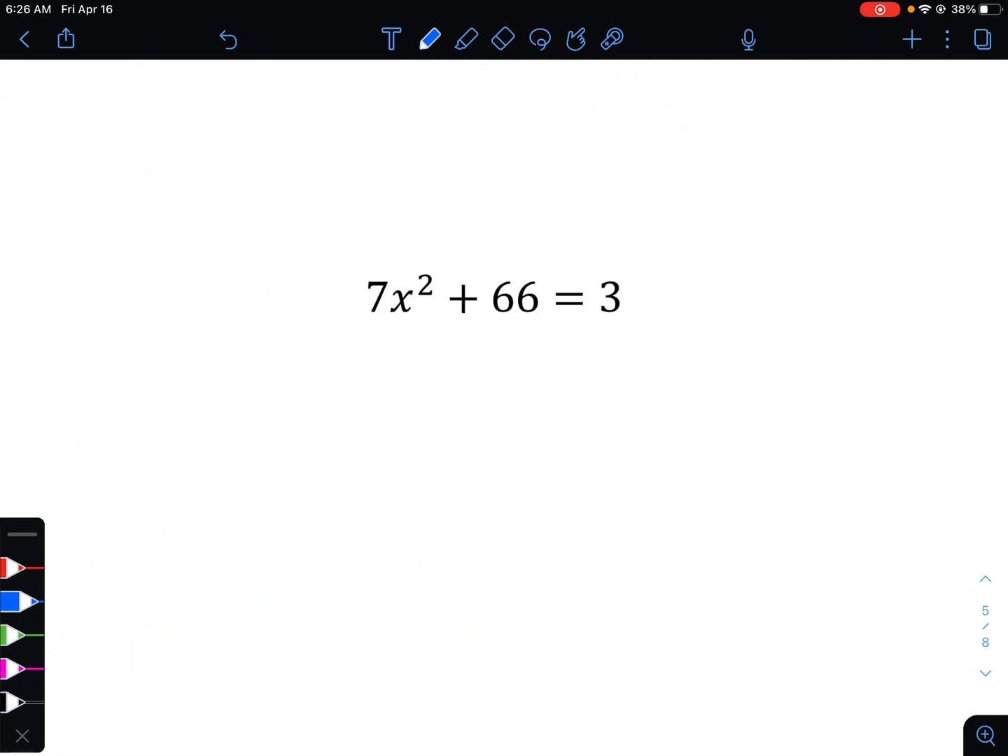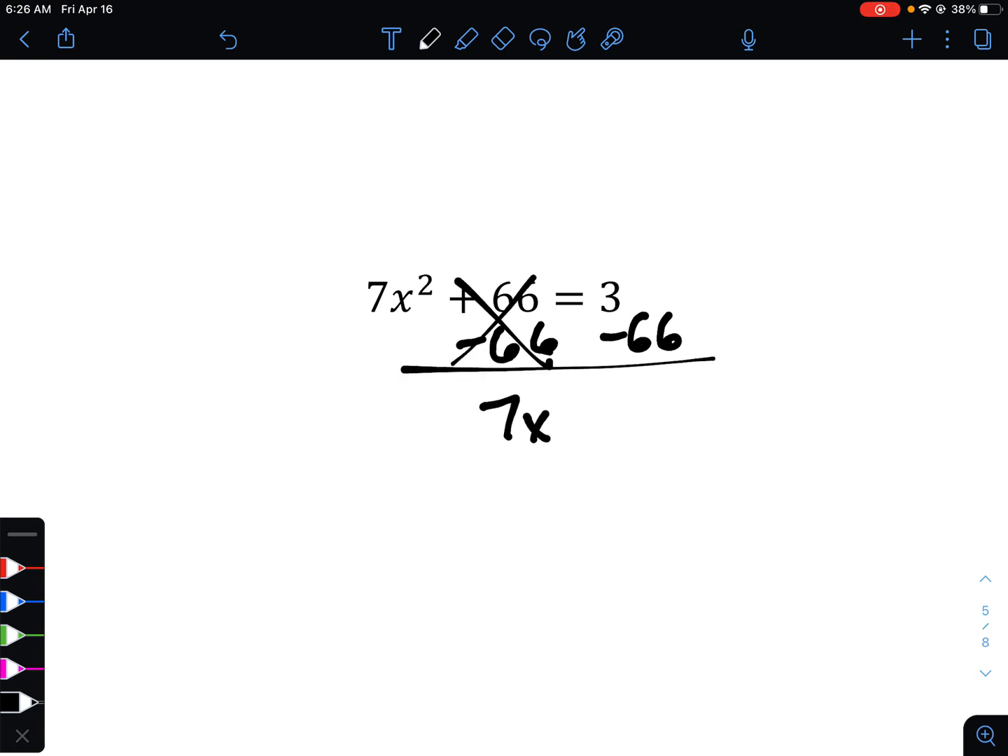All right, next example is going to be very similar. Let's solve for x squared first. So we'll subtract 66 from both sides. So that'll leave us with 7x squared on the left is equal to negative 63 on the right. Next, we'll divide by the number in front of x squared. So divide both sides by 7. That'll leave you with x squared being equal to negative 9.